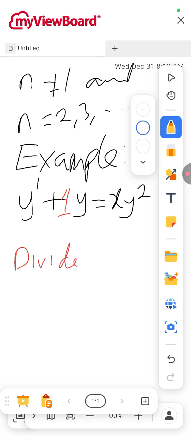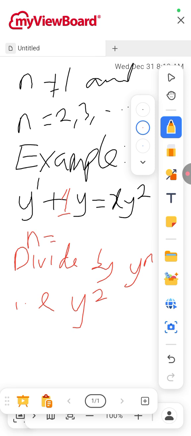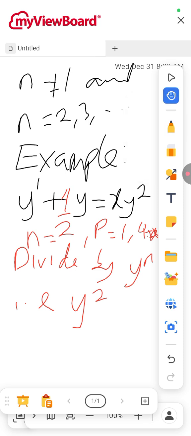Divide by what? y raised to power n, which in this case is y raised to power 2 for this particular question. So that means our n is equal to 2, our p is 1, and our q is x. So divide the equation by y raised to power 2. That's the first step you take for any DE: divide the equation by y raised to power n. For this example, it is y raised to power 2.